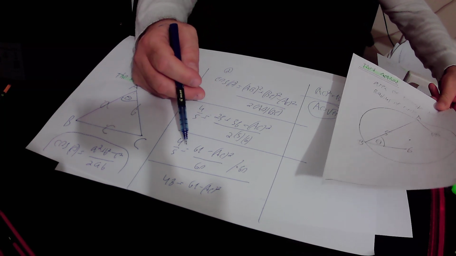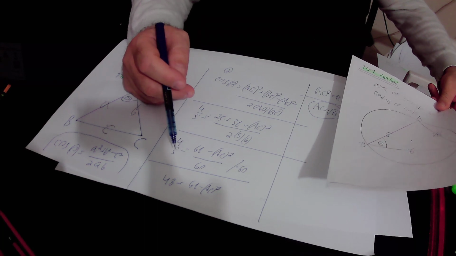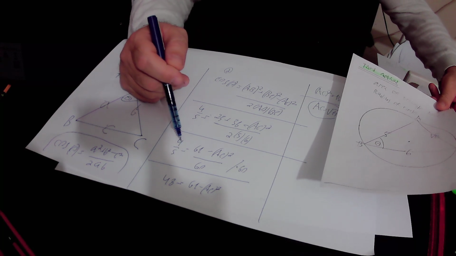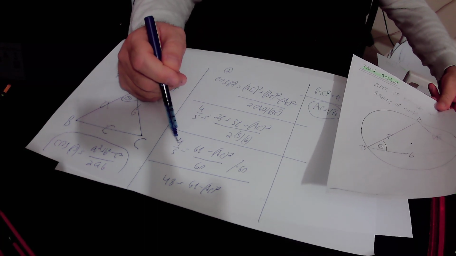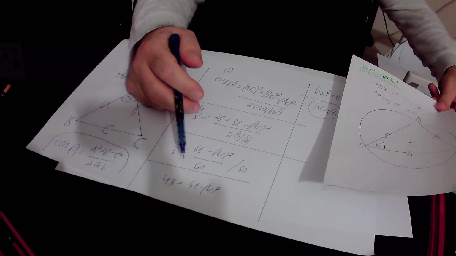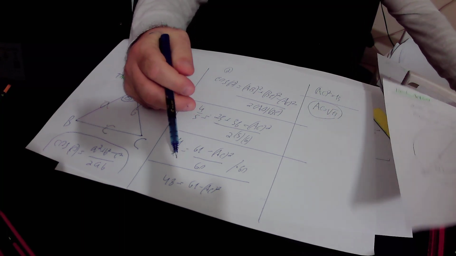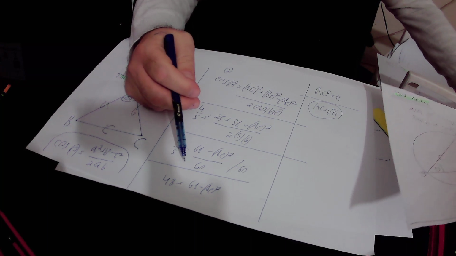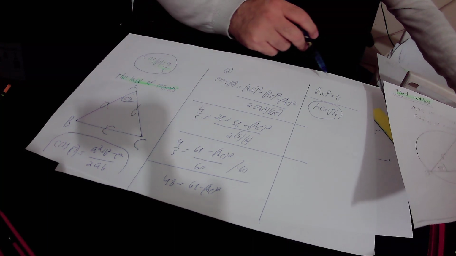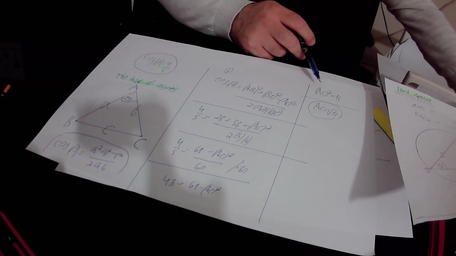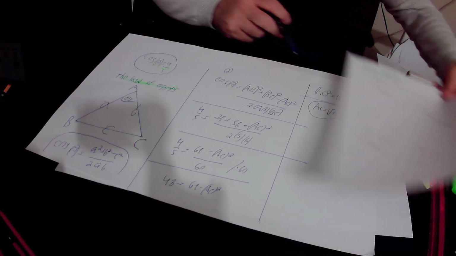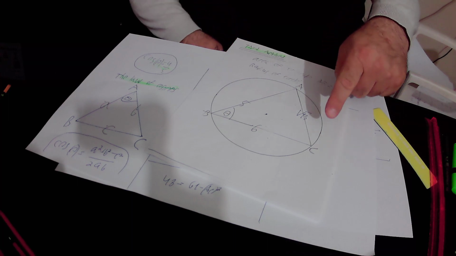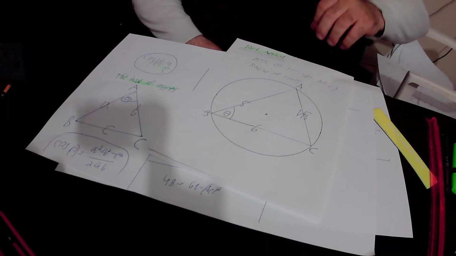We multiplied this equation by 60 and we got that 60 over 5 is 12, and 12 times 4 is 48. So 48 equals 61 minus AC squared. Here we added AC squared to this equation and subtracted 48 simultaneously, and found out that AC squared equals 13. We took the square root of this equation and found out that AC, side AC of triangle ABC, equals the square root of 13 units.